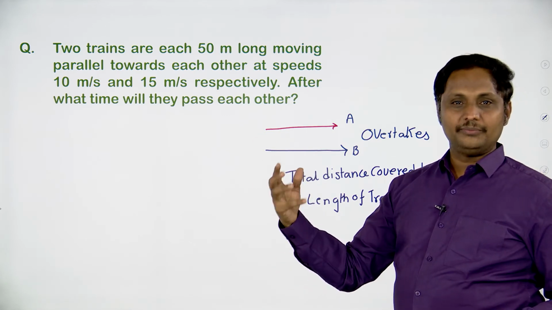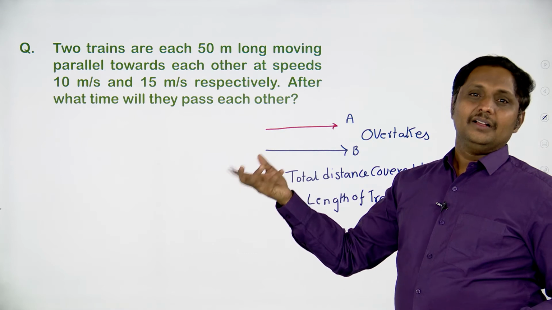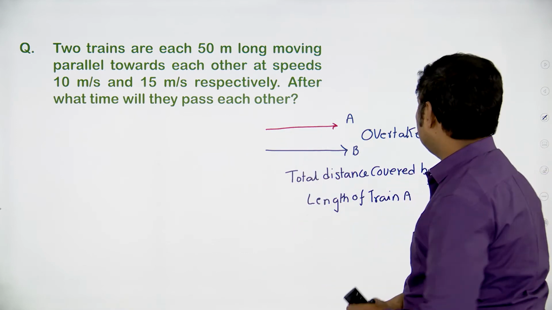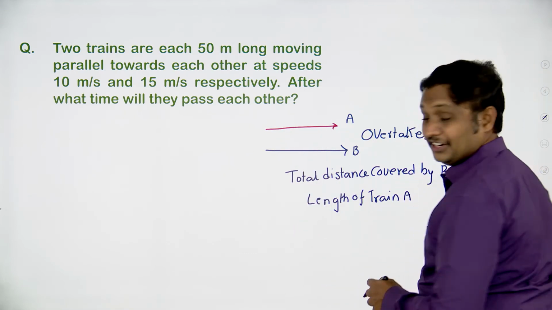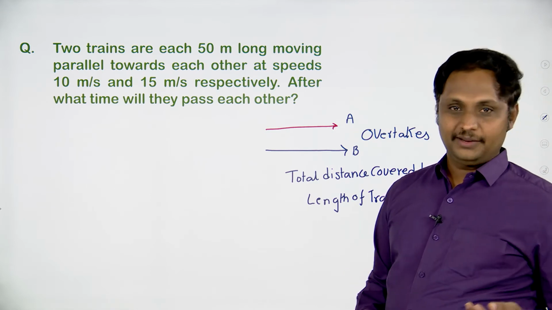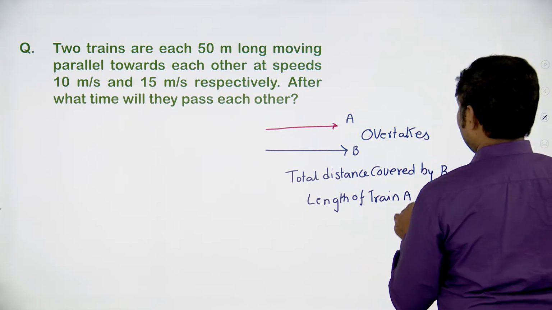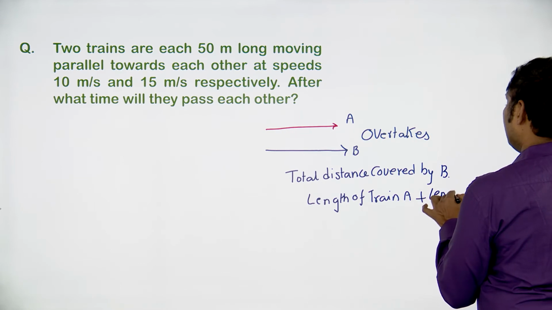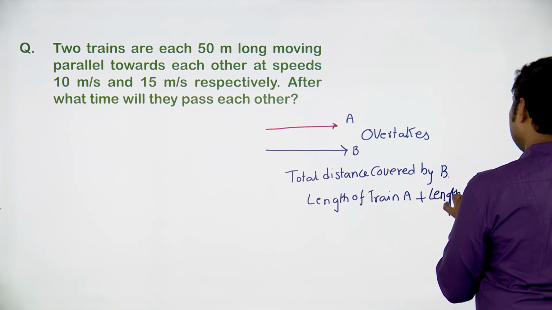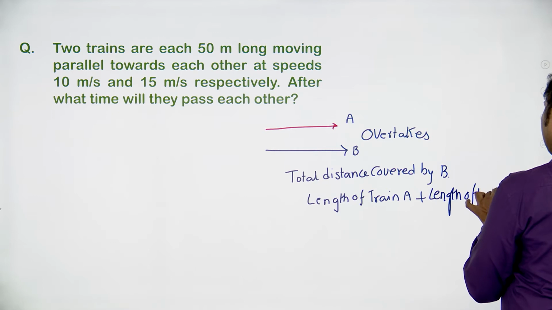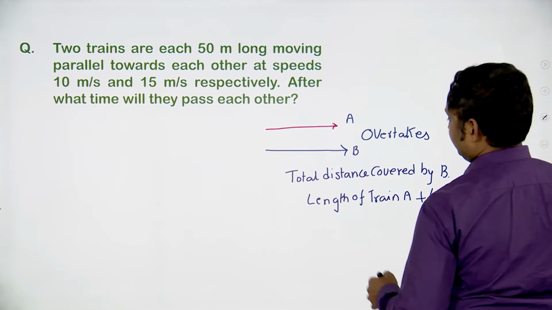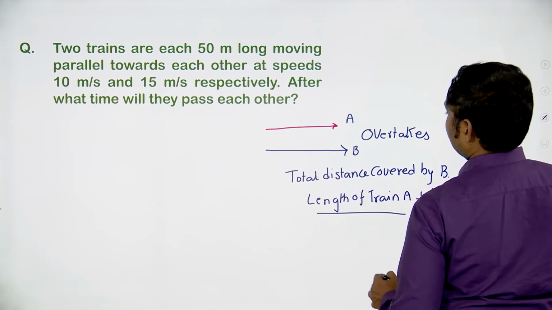In order to overcome, they have to accelerate, and at that time you will solve the problem considering the relative velocity. It's very important for you. Length of train A and length of train B. It's very clear. We would like to go for this one. It's very easy for you.